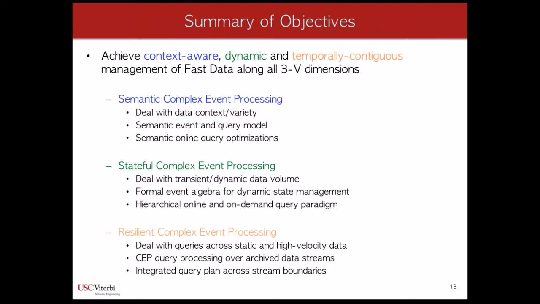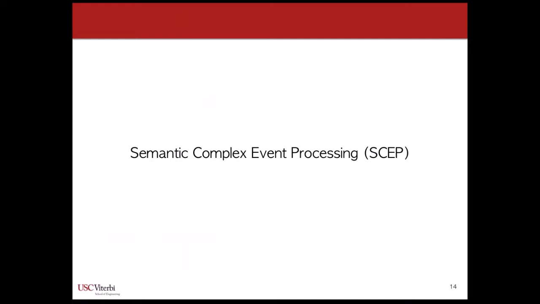To summarize, the objective is that we want to achieve context-aware, dynamic and temporally contiguous management of fast data along the three-way dimensions. We will discuss three approaches to address these three dimensions respectively. In particular, we propose semantic complex event processing to deal with data variety. We introduce stateful complex event processing to deal with ad hoc queries over transient data streams. And we also discuss resilient complex event processing to deal with queries across databases and data streams. Firstly, semantic complex event processing.